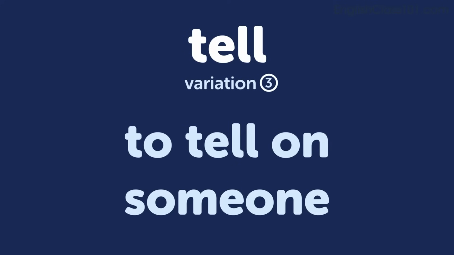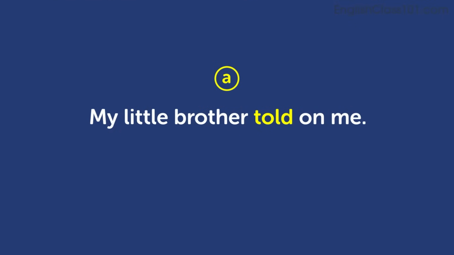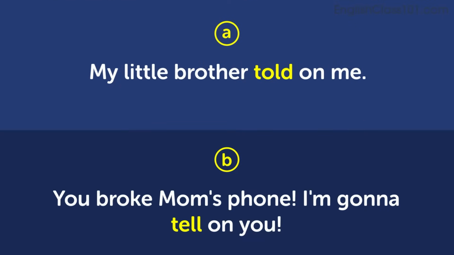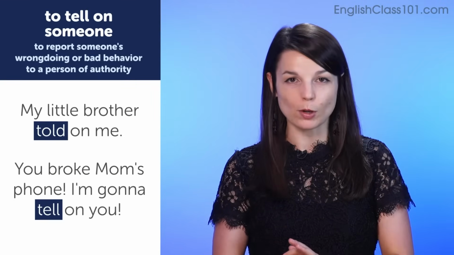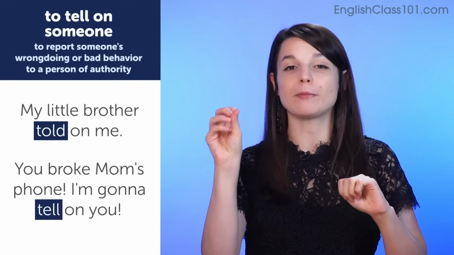The next variation is to tell on someone, to tell on someone. This means to report someone's wrongdoing or bad behavior to a person of authority. Let's look at some examples. My little brother told on me. You broke mom's phone. I'm going to tell on you. So to tell on someone means to report that someone did something bad.